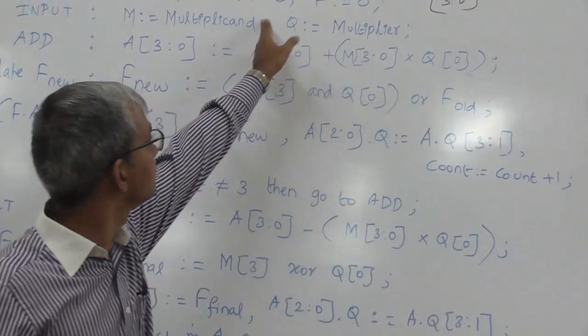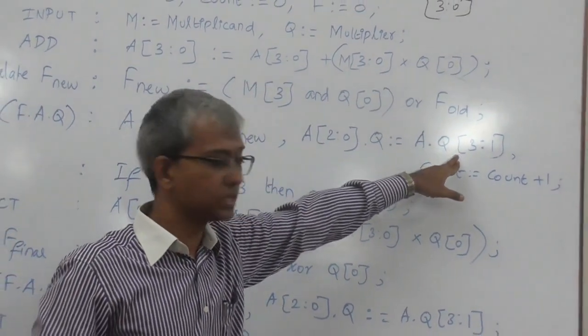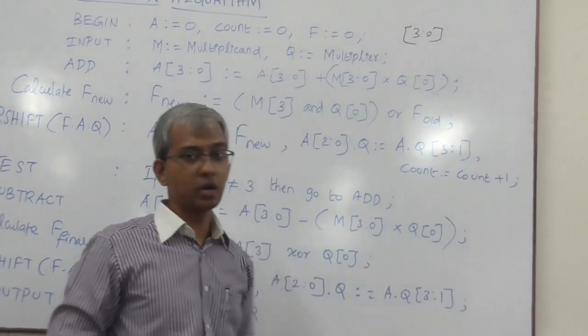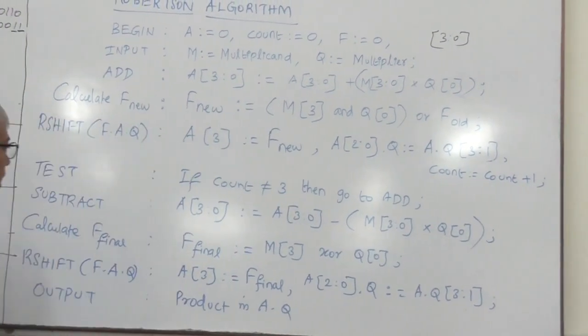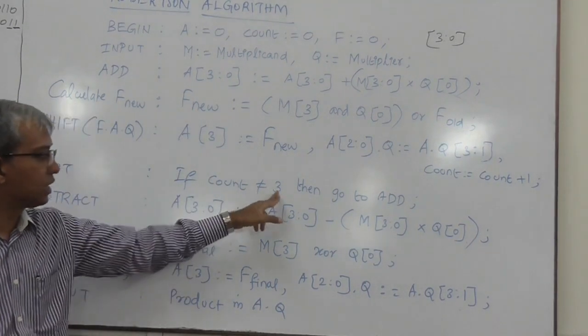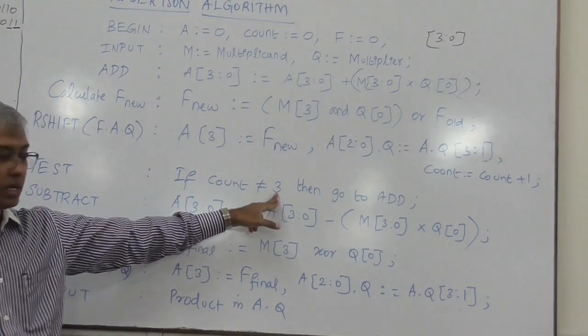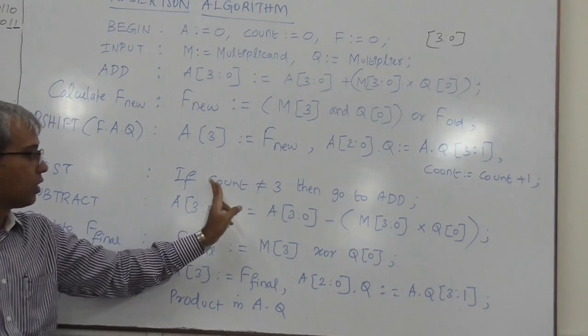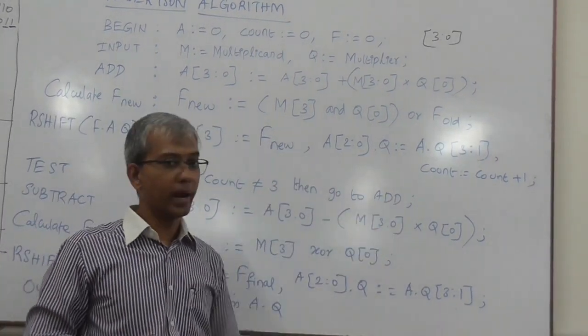Count value is initialized with 0. Since I have processed 1 bit in the multiplier, I am incrementing the count value to 1. And then in the test operation, I have to check the count value. If the count is not equal to 3, if it is n bits, then you have to check for n, then go to add.